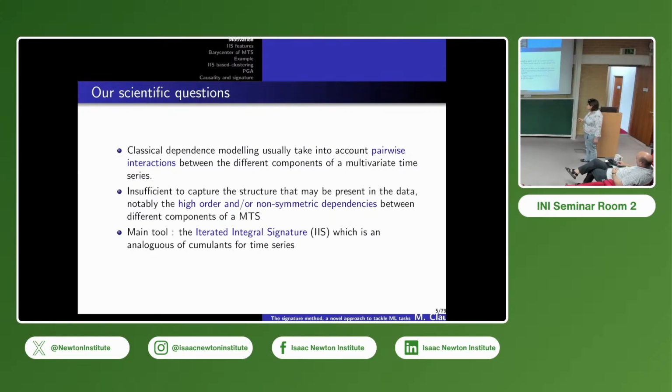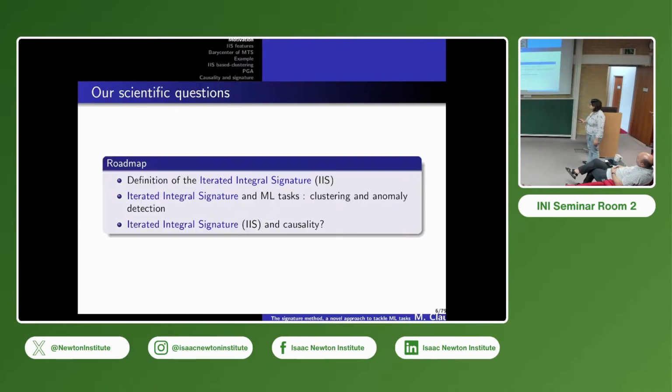A tool that we propose to use is the iterated integral signature. To understand what it is, you have to think of this method as a moments method; you have somehow the same properties. First, we shall speak about these features. Thereafter, we shall speak about possible tasks, and if we have time, maybe other tasks such as PGA, causality, and so on.